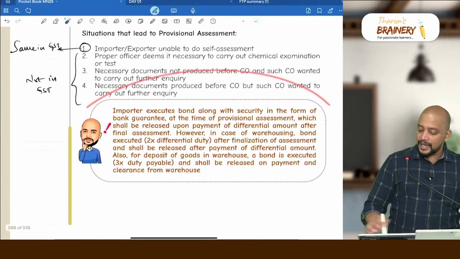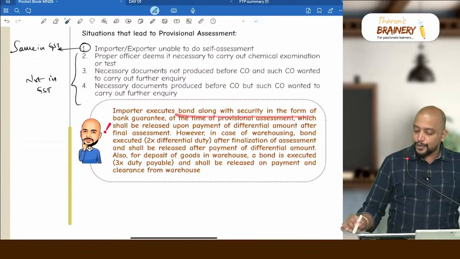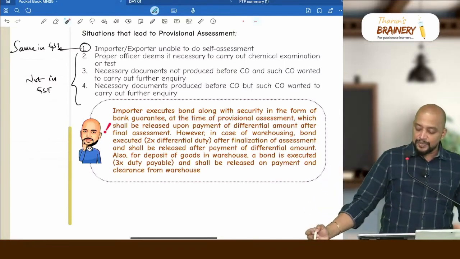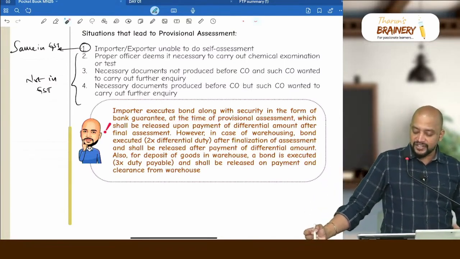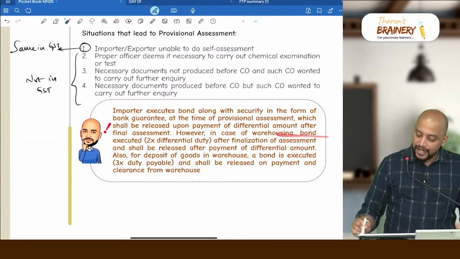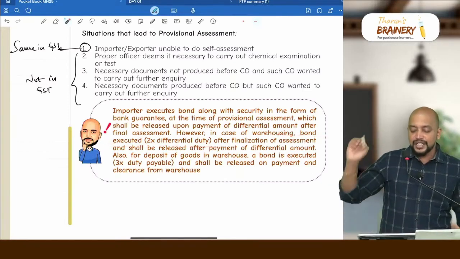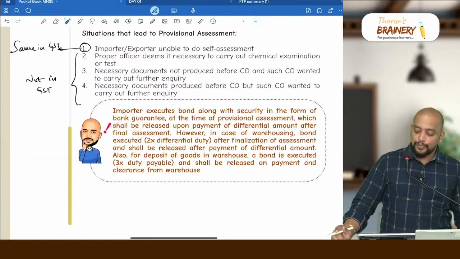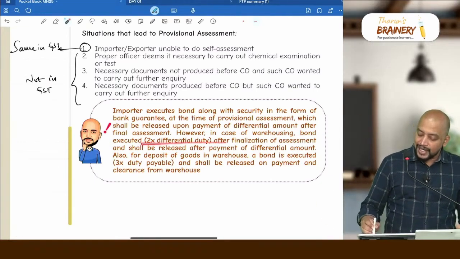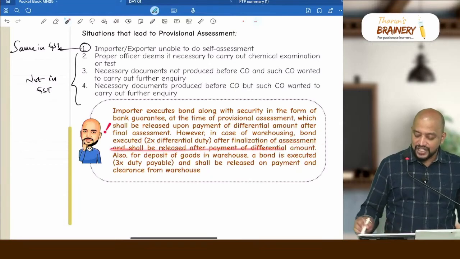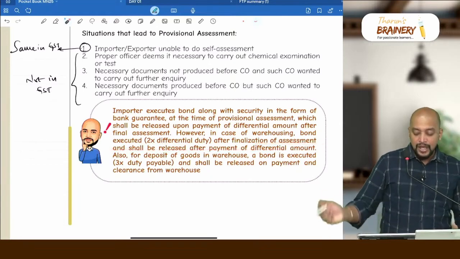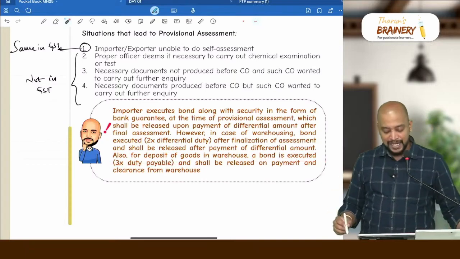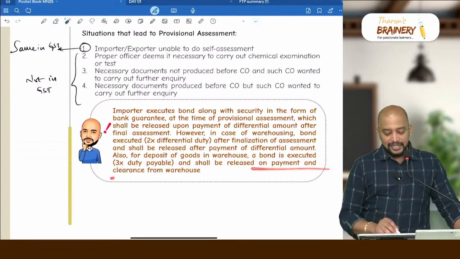Then what happens? This is one important point. The importer executes a bond along with security in the form of a bank guarantee at the time of provisional assessment, which shall be released upon payment of the differential amount after final assessment. However, in case of warehousing, the bond is executed for 2 times the differential duty. Actually, in warehousing we already need to execute one bond, and this bond of 2 times the differential duty is after finalization of assessment and shall be released after payment of the differential amount. Also, for deposit of goods in the warehouse, a bond is executed for 3 times the duty payable, and shall be released on payment and clearance from the warehouse.